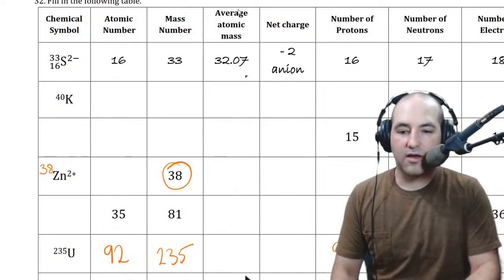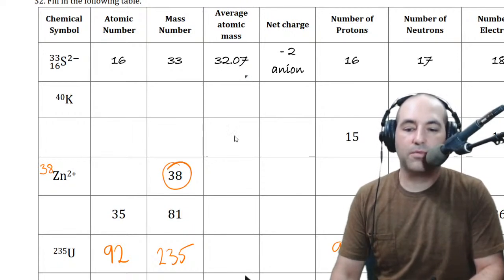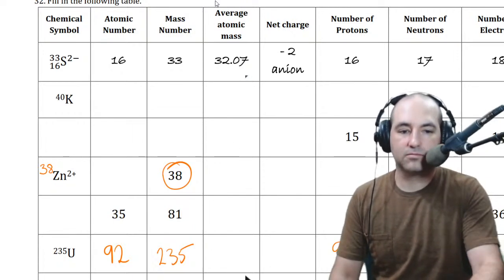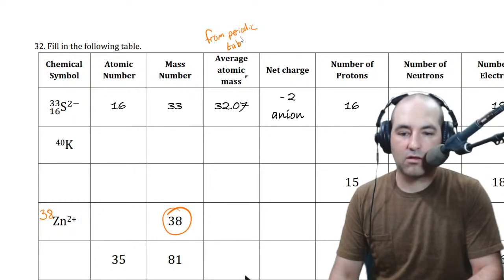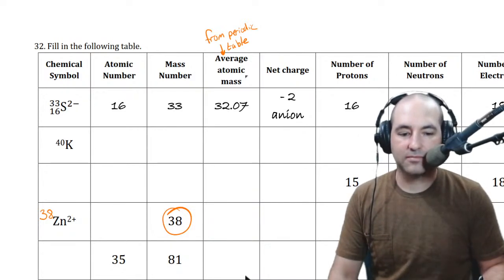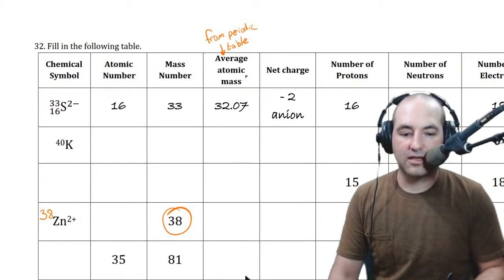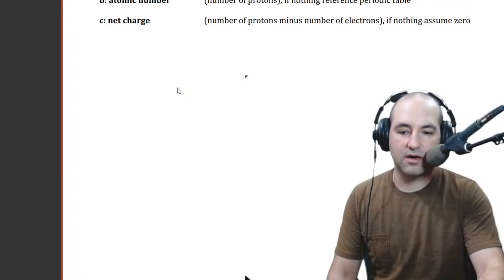So notice this other column right here, average atomic mass. This is the number that's going to come from the periodic table. But the mass number, that number that goes up in the upper left, does not. And yes, that is a cation. So let's write down those terms also. We can do that here.